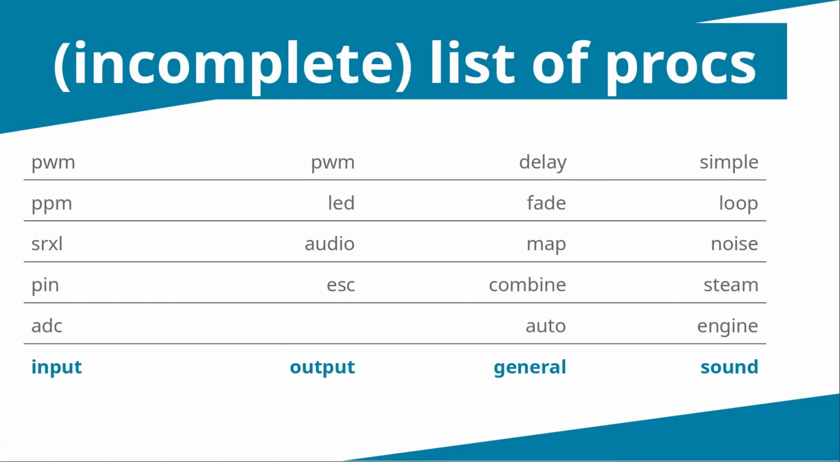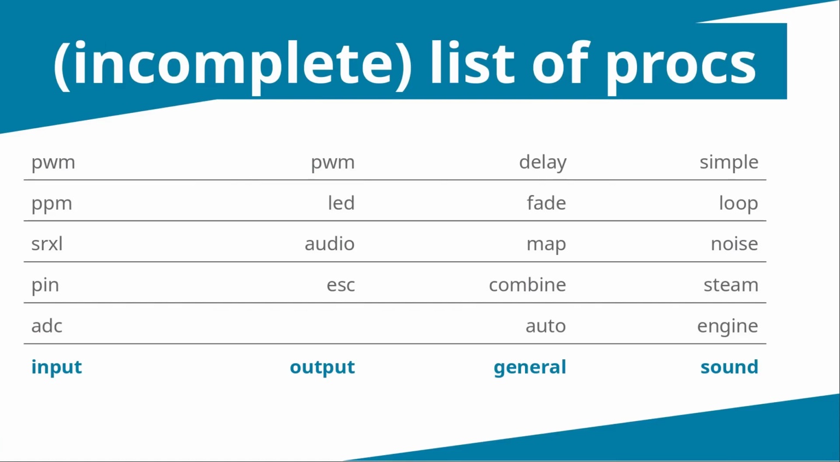Each output has its own proc. There is one for servo control, one for lights, a motor controller, and one for audio output. The audio procs will generate audio for the audio output proc. They range from the basic simple audio proc on one end to the engine audio proc, which will blend up to 5 samples depending on various conditions.